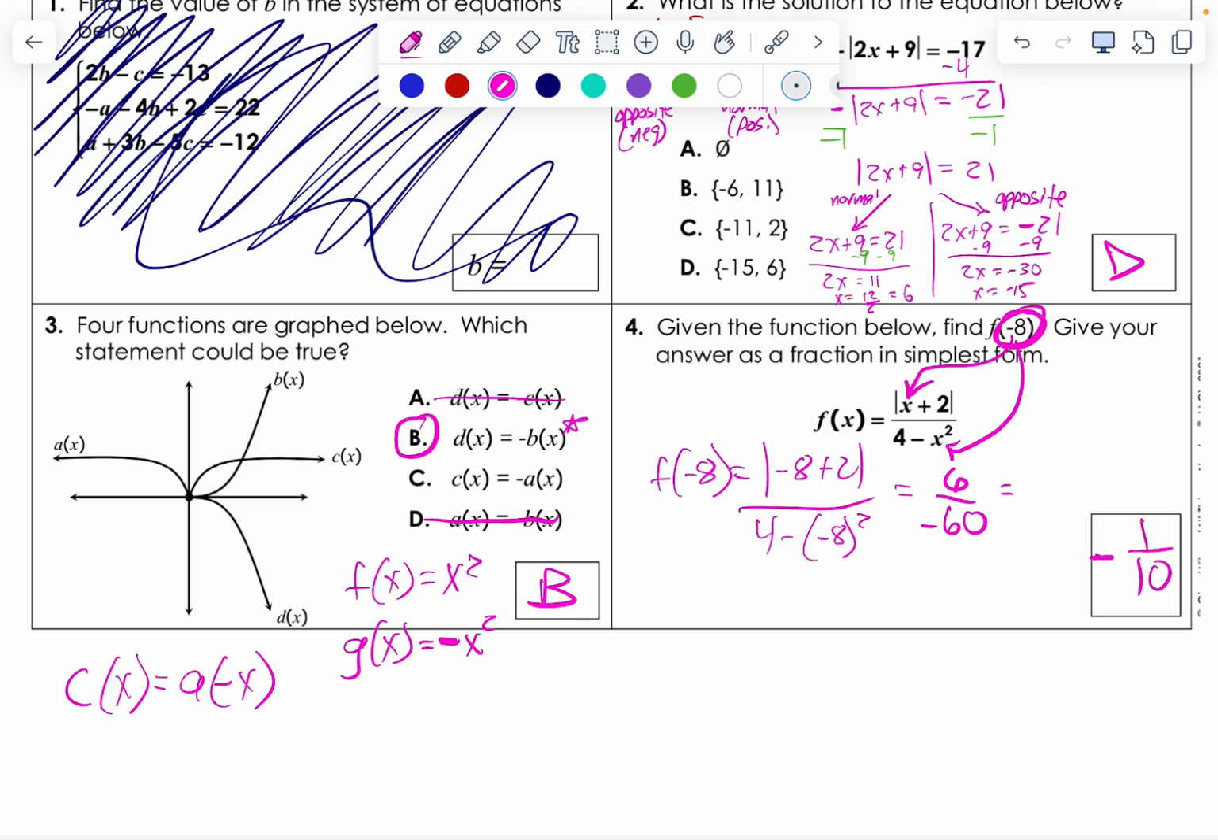Negative 1/10. Okay. Hold up how many you got out of 3, please. D, B, and negative 1/10.